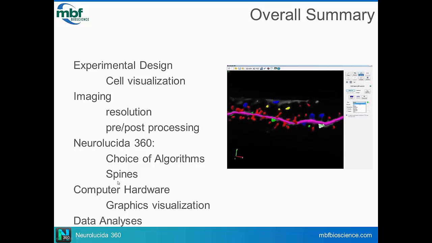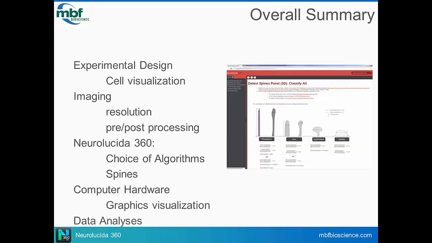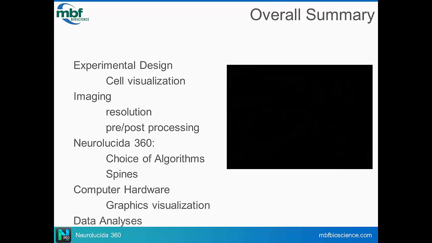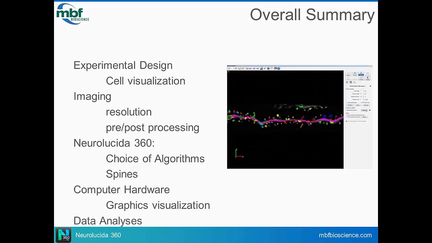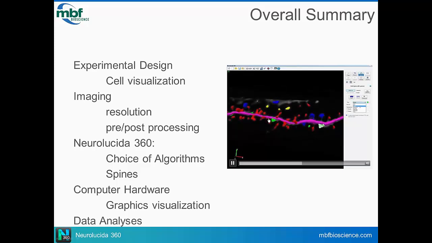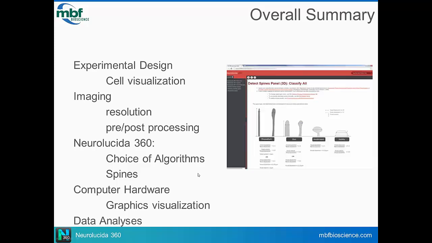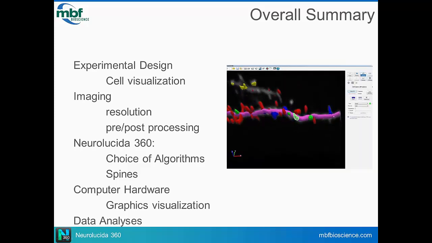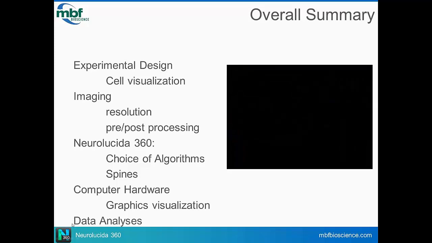Because of that, the computer hardware really matters. So Neurolucida 360 runs in a 64-bit environment on Windows operating system. The more powerful your PC, the better. In addition, it's very graphics intensive, and so you need a nice, powerful graphics card in order to really utilize the full power of Neurolucida 360. So when you utilize NL360, you just want a nice screaming machine. The bigger, the better.